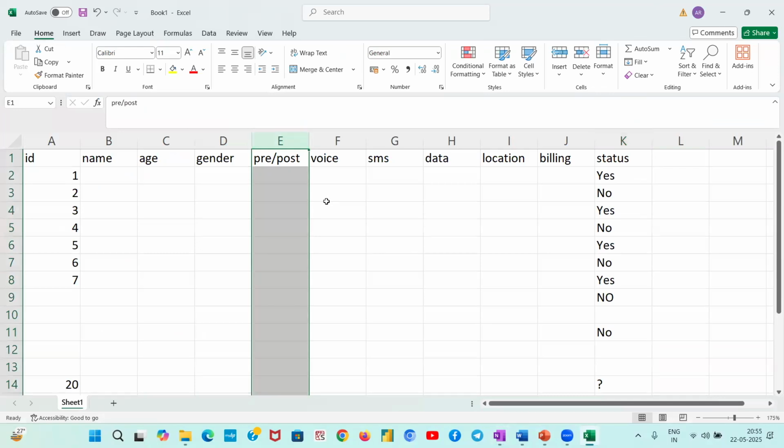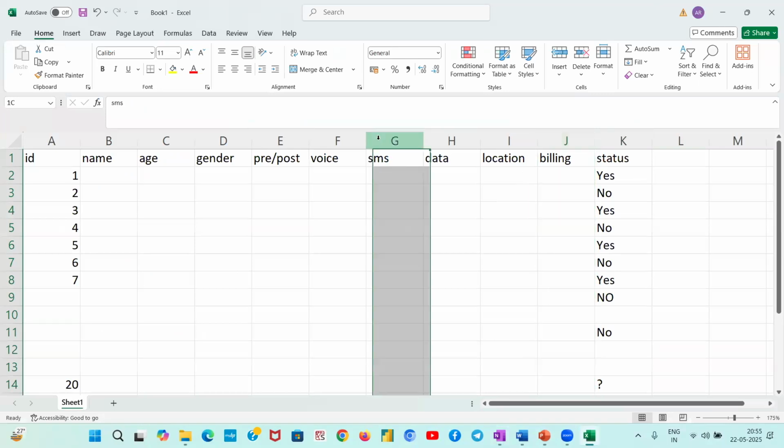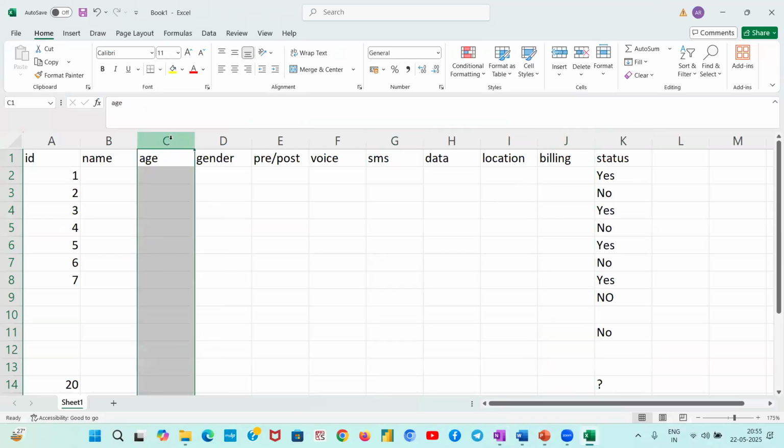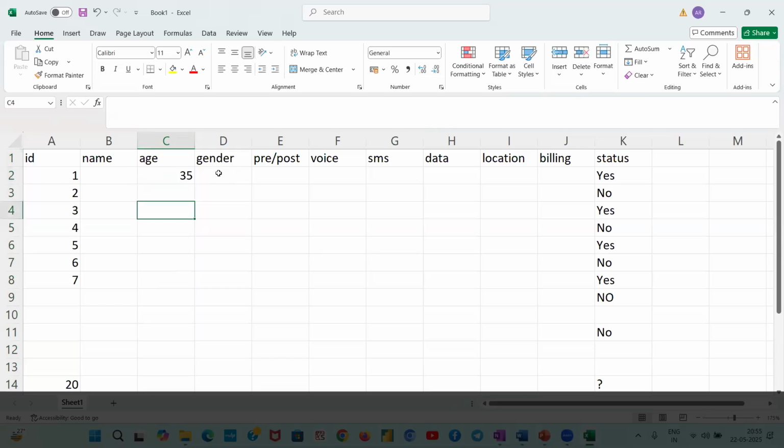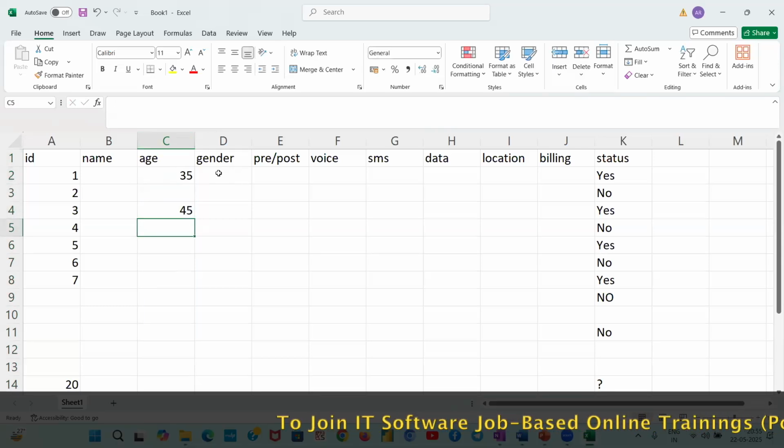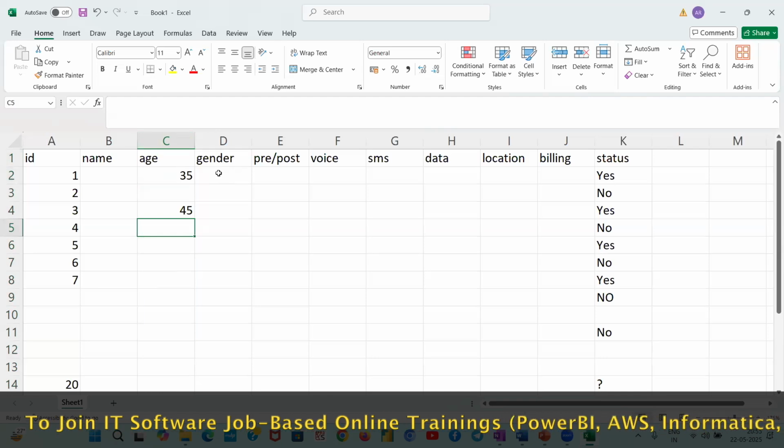Pre-post customer information is a variable. Location is a variable. Billing is a variable. SMS is a variable. Age is a variable. So which variables are highly influencing? I'm using a word called influencing. For example, generally a working professional of 35 years, or another person of 45 years, usually won't look for the least prices or least quality things.